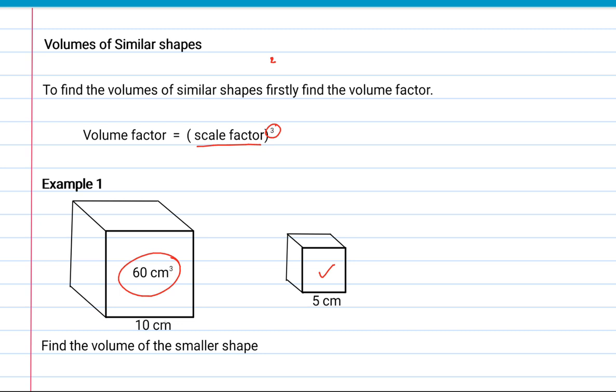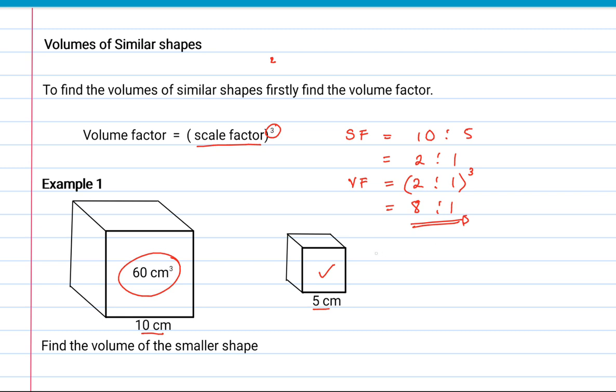So now, after having done this, we have to know the scale factor. So the scale factor here, we're going to look at it using the corresponding sides. So 10 corresponds with 5. So in other words, my scale factor will be equal to 10 to 5. In other words, that will be 2 is to 1. This would be my scale factor, which means that my volume factor would be equal to 2 is to 1 to the power of 3, which would be equal to 8 is to 1. So this would be the volume factor that I would use.